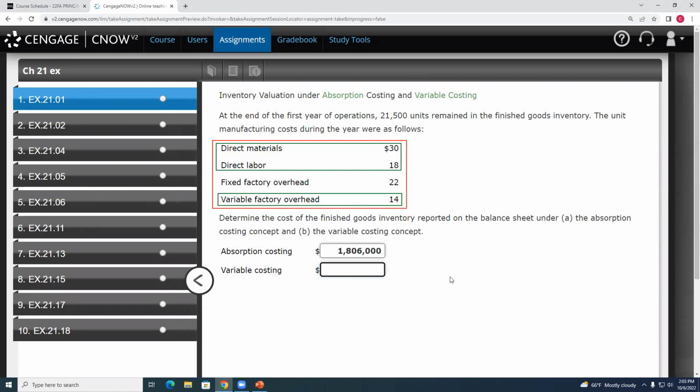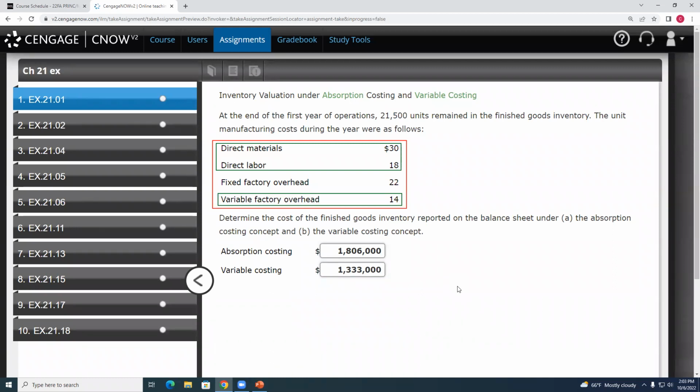Under variable costing, we would include only the variable costs. We would leave out the $22 in fixed overhead. What happens to that? It goes to the income statement. Do not pass go, go directly to the income statement. Do not stop at the balance sheet on the way. So our unit cost there would be just $62 rather than 84 times the 21,500 units. Total value of that ending inventory, $1,333,000.